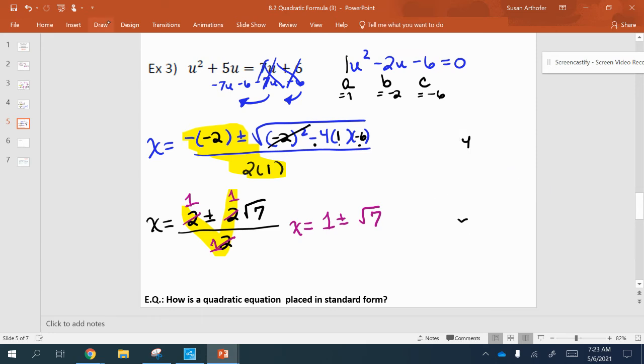It still means that there's 2 intercepts on the graph. One of the intercepts will be at 1 plus square root 7. It'll be a decimal. The other one will be 1 minus square root of 7. And I'll talk to you about how to find those decimals on your calculator later, okay? Let's do another one and then we're almost done.